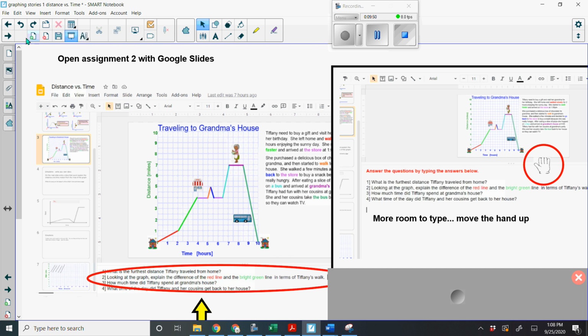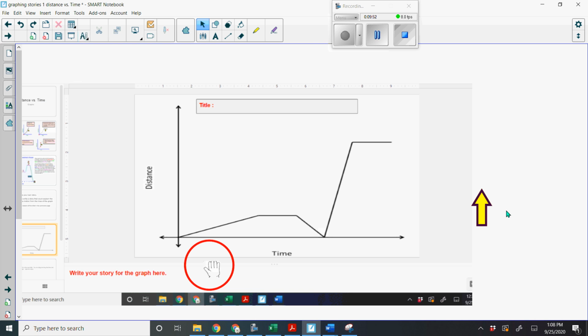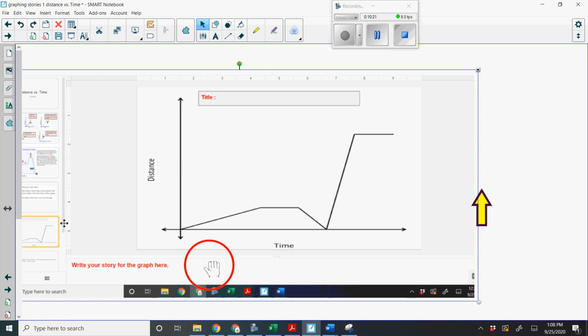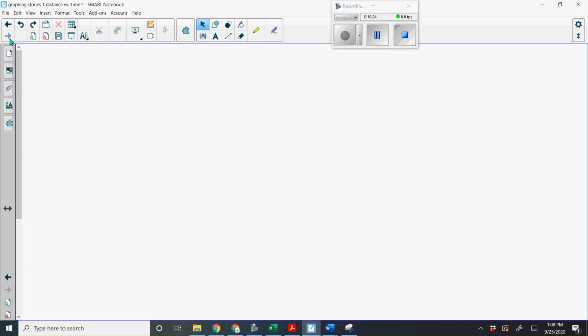Okay. The next part of the assignment is to write your own story with the graph shown. So remember, we have a line traveling at a constant rate. Downward lines means I'm heading back to my original starting point. And straight horizontal lines means I am not traveling any distance. I am staying still. Okay, could be eating lunch, could be taking pictures, etc. Okay, all right, that's it.